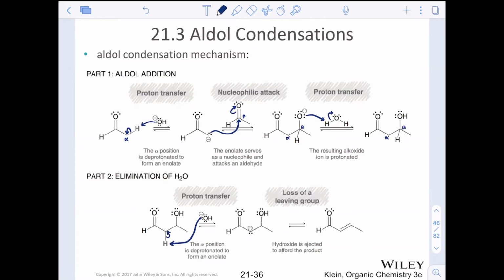Then for the elimination of water, a second equivalent of hydroxide is going to be used to make another enolate. Still the same pKa, right? So we can still deprotonate that in an equilibrium reaction. Just now, in basic conditions, we have a loss of a leaving group. We complete that elimination style reaction where the hydroxide is ejected to create the product, the alpha beta unsaturated aldehyde.